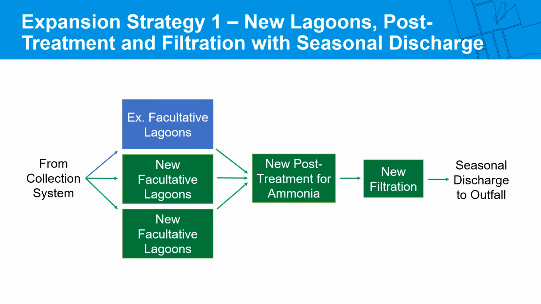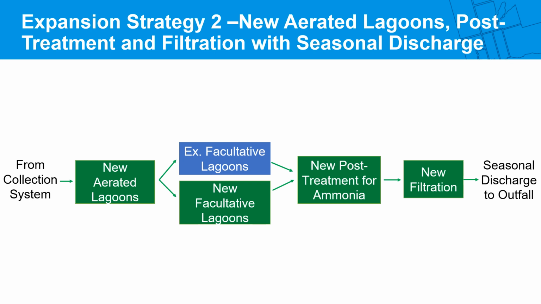Expansion Strategy 1 involves constructing 2 new lagoons next to the 2 existing ones and building new treatment systems for ammonia removal and filtration. The plant would continue to discharge to the Beaver River only in the spring and in the fall. To build the 2 new lagoons, the site boundaries would need to be extended as the site would require more than twice the existing footprint.